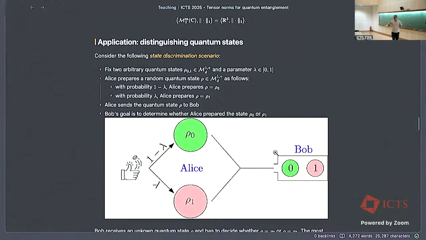So we have the following scenario. There's Alice and Bob, and Alice will prepare one of two states. There are these two fixed states, rho 0 and rho 1, two density matrices of size D. Alice flips a coin, and she sends to Bob either rho 0 or rho 1, depending on the outcome of the coin flip. Bob receives this quantum state, doesn't know what Alice did, and his goal is to respond whether Alice sent rho 0 or Alice sent rho 1.